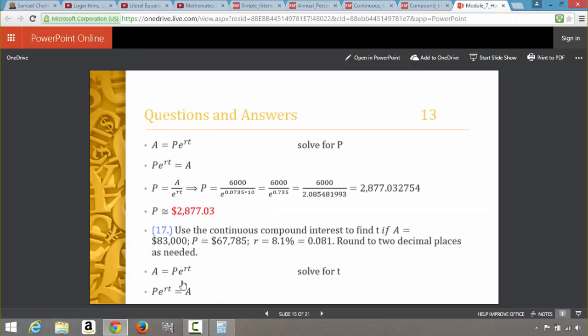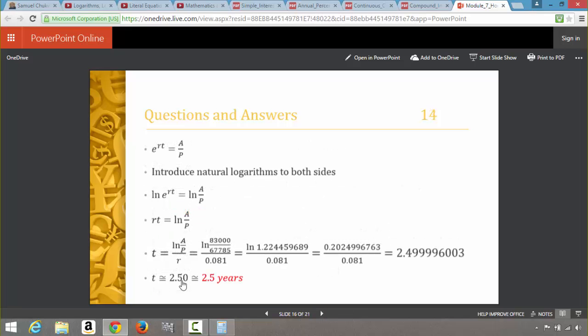But these 2 are important to make you understand what we are doing. For solving for T, because T is raised as an exponent, so we have to introduce logarithms. In this case, we introduce log to base E, natural logarithms, or Napierian logarithms. That is logarithm to base E. So when we introduce that, it will isolate RT. Then we now solve for T.